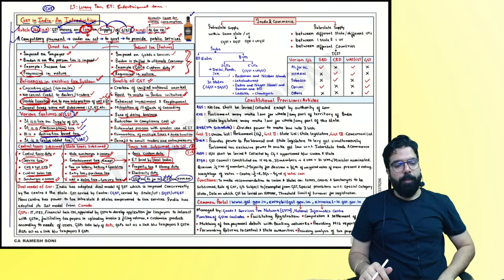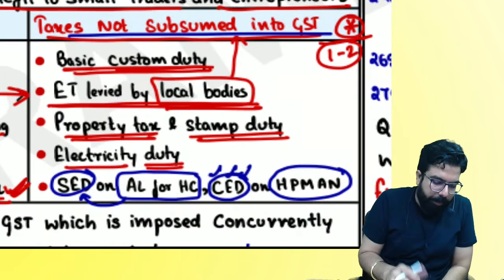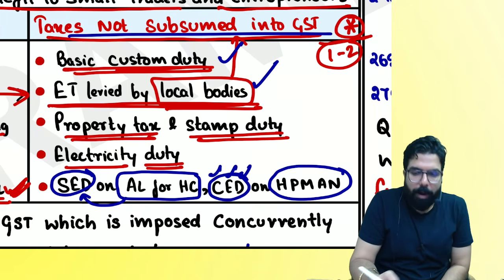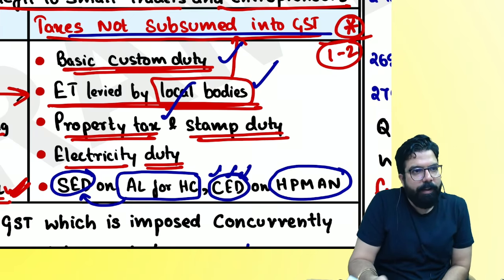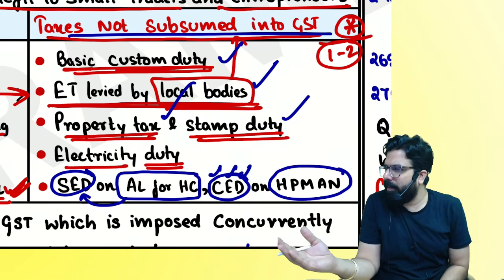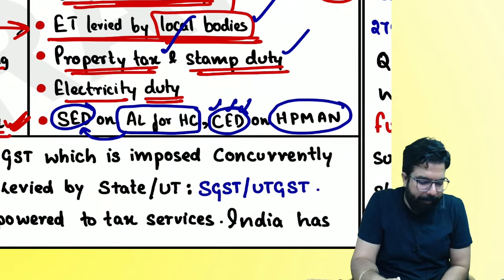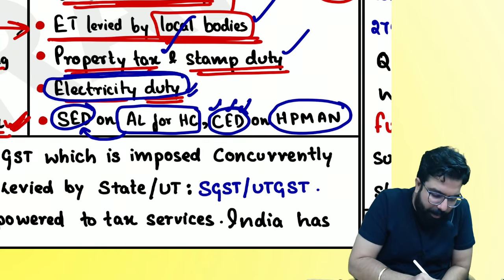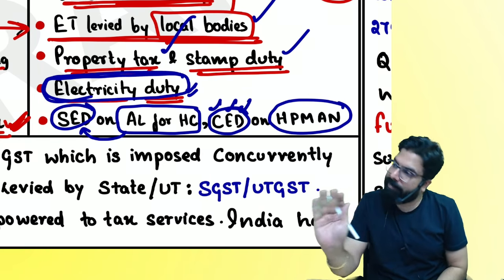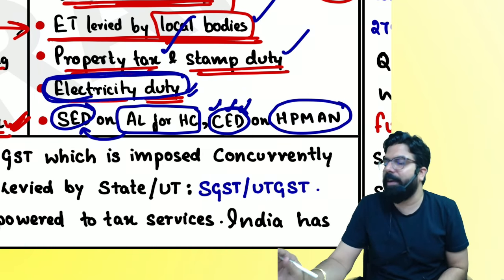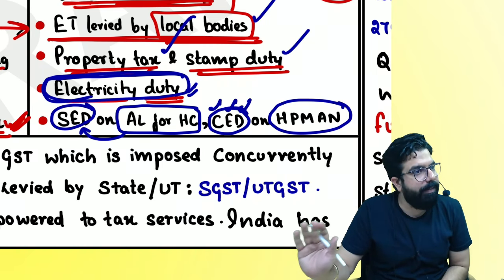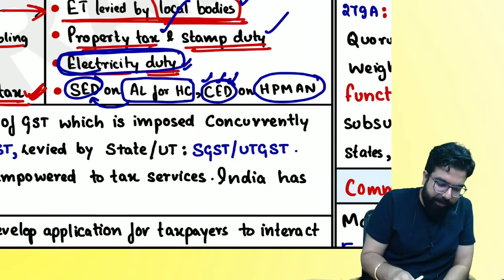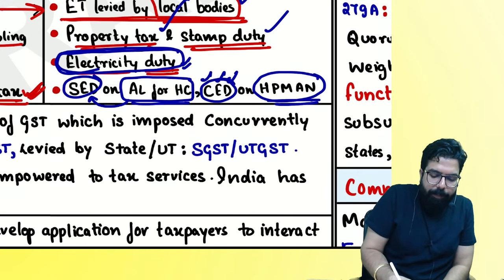Okay, let's continue. Everyone over here, listen. You understood basic customs duty, entertainment tax, property tax on property, and stamp duty, all that you pay on stamp paper. Electricity, there is also an electricity duty. That is still continuing. Okay, everyone, what is there on electricity? Electricity duty, that is still continuing. The next one over here is alcoholic liquor and HP man.